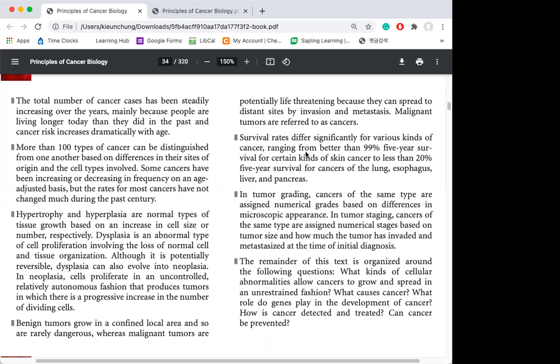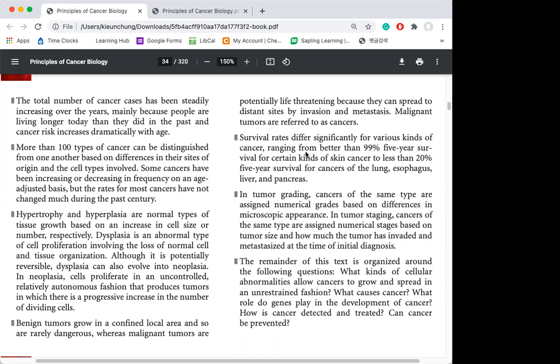Hypertrophy and hyperplasia are normal types of tissue growth based on an increase in cell size or number, respectively. Dysplasia is an abnormal type of cell proliferation involving the loss of normal cell and tissue organization. Although it is potentially reversible, dysplasia can also evolve into neoplasia. In neoplasia, cells proliferate in an uncontrolled, relatively autonomous fashion that produces tumors in which there is a progressive increase in the number of dividing cells.